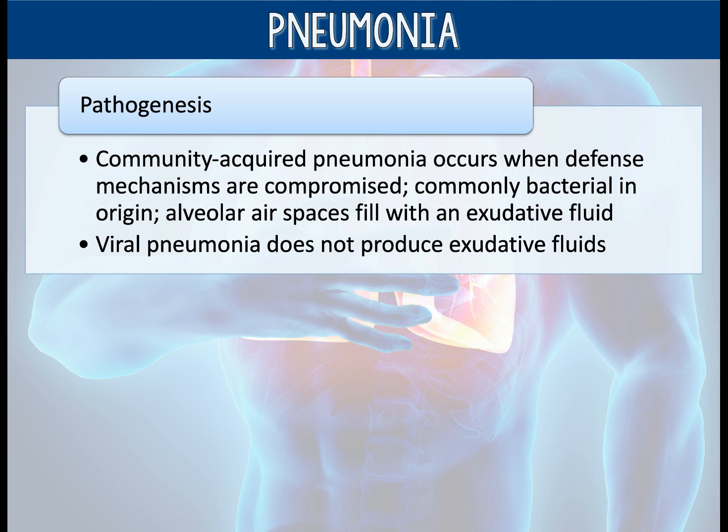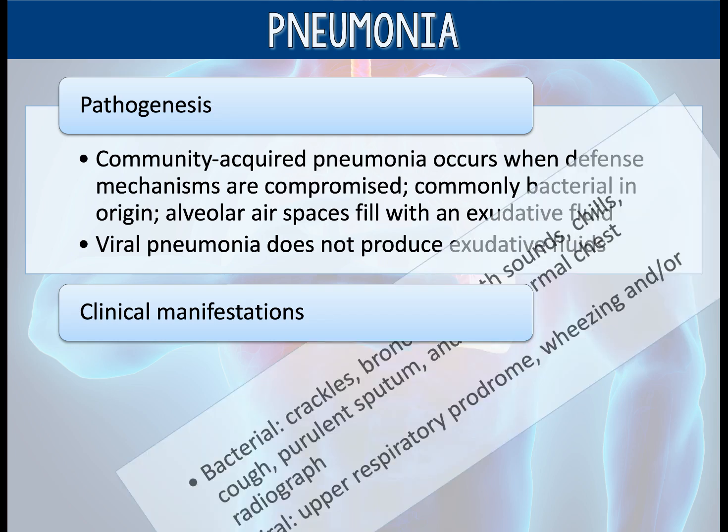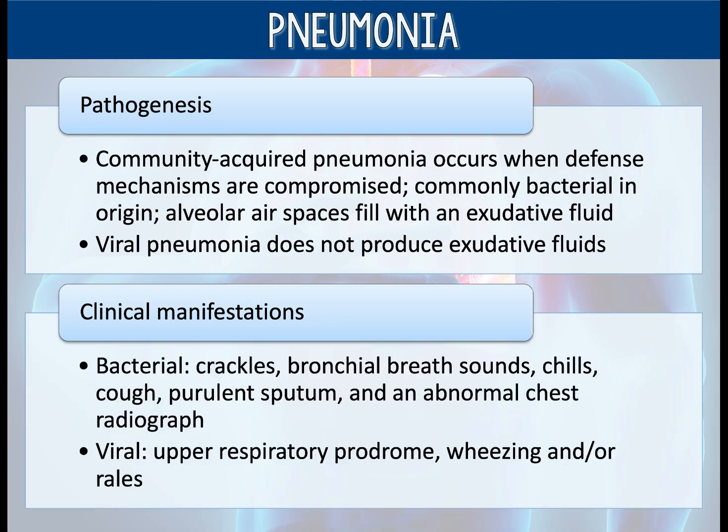Viral pneumonia does not produce the exudative fluids, like lots of mucus, like you would get in a bacterial pneumonia. So in bacterial, patients could have crackles, loud bronchial breath sounds, chills and cough, and a very purulent sputum. So they have that green sputum that you see, and of course an abnormal chest X-ray.